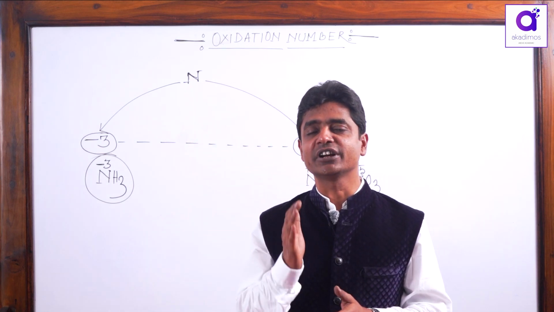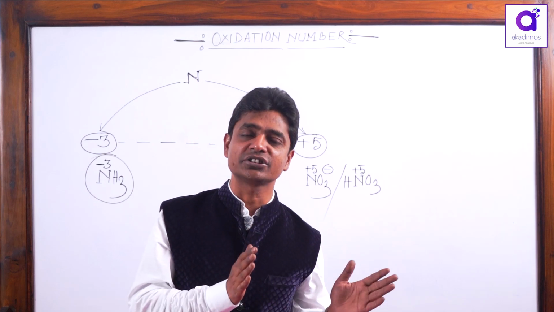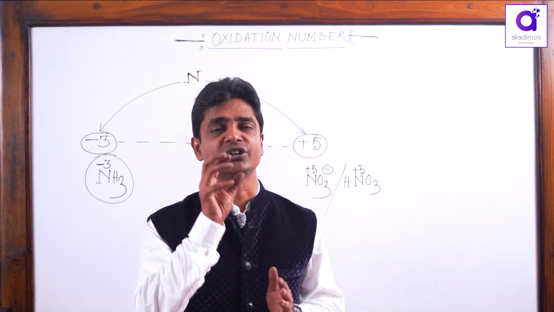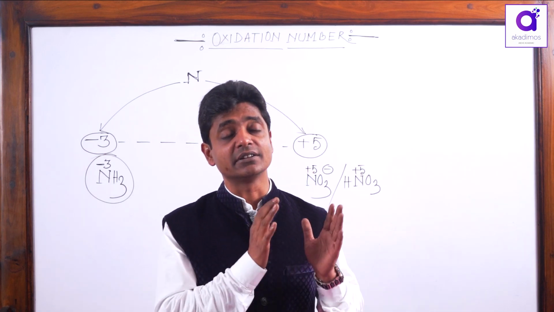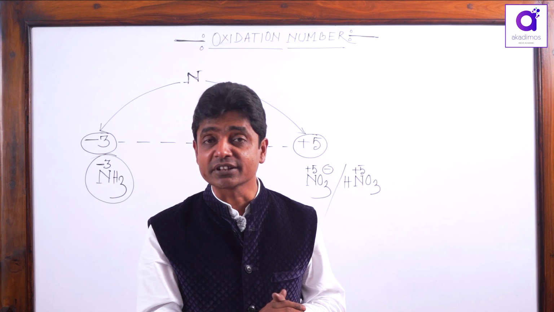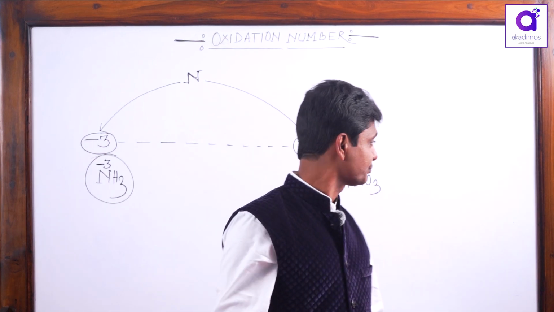That means ammonia participates in three different reactions or characteristics. One is where ammonia acts as a base. Another, ammonia may participate in redox reactions where ammonia is always a reducing agent. And another property of ammonia is that it may form complexes with transition or inner transition metal ions.